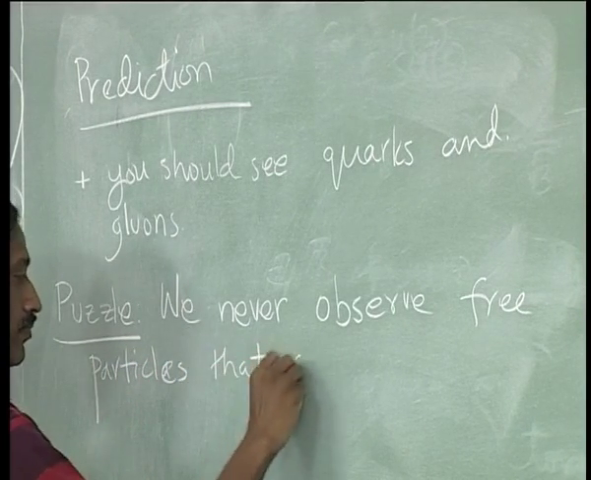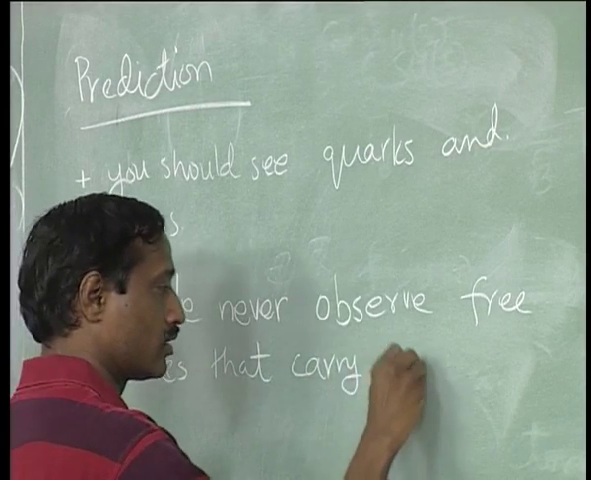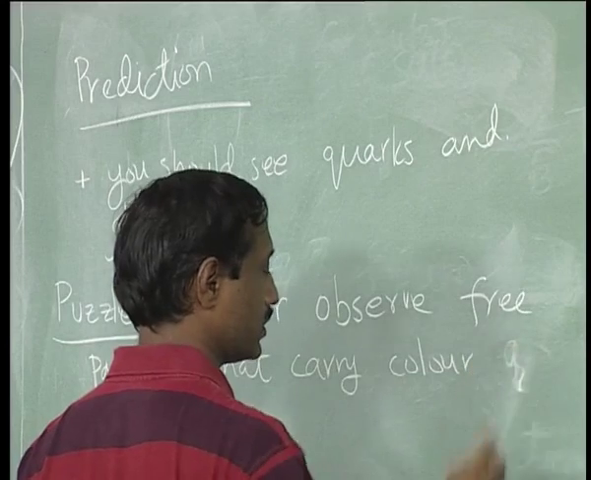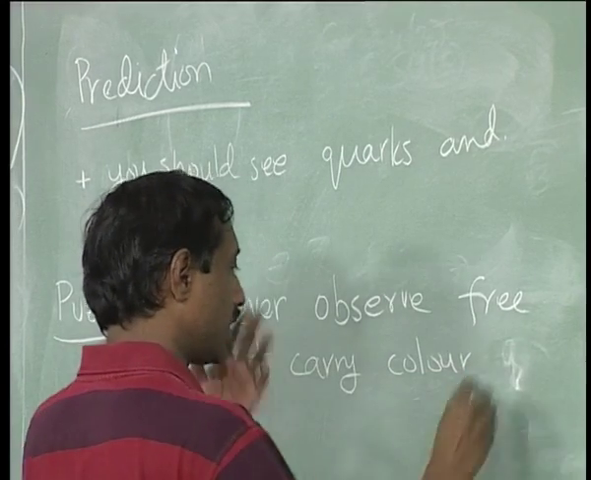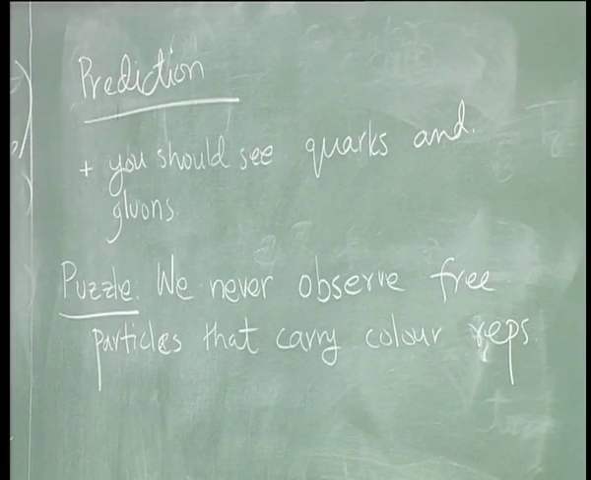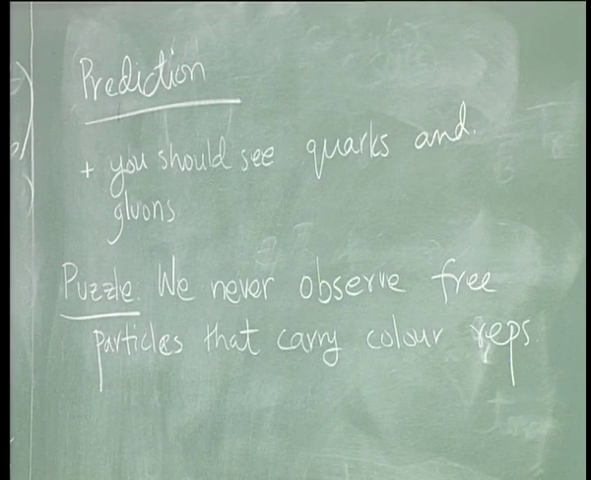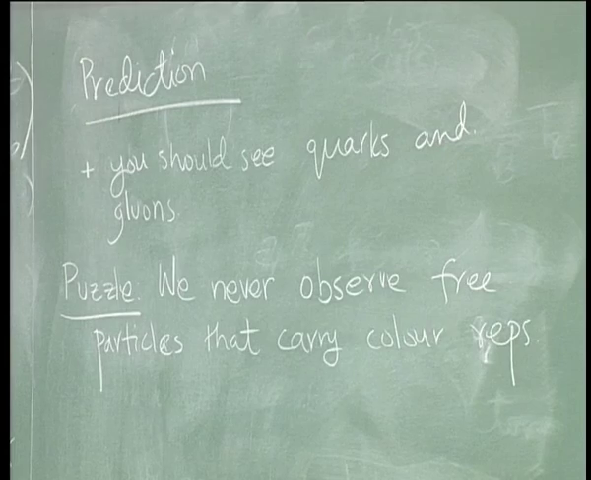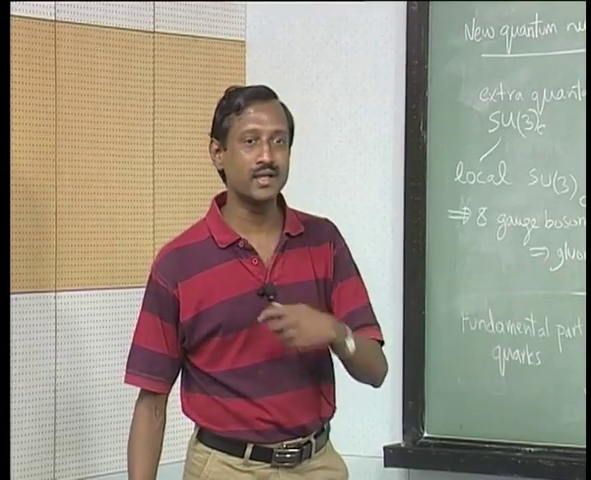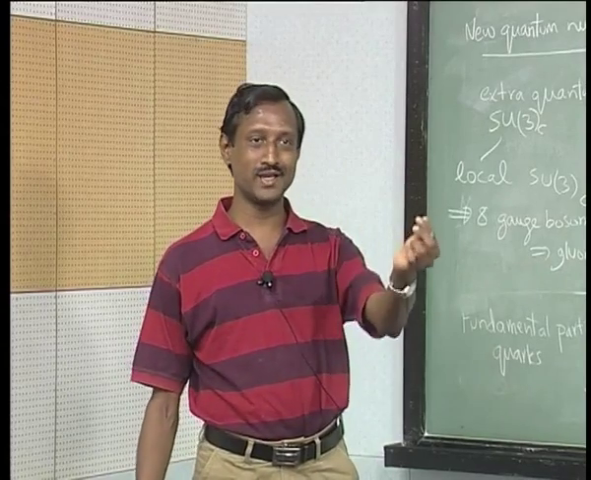that carry color quantum numbers. Actually, color representation is the correct term. I don't want to call color a quantum number, because it is not something like charge which is additive. It is a non-abelian gauge group, we know that. So it is more like a representation, so it should be in some representation.